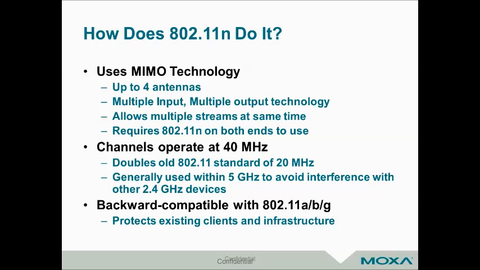When you have a small channel, you can have a certain amount of data pass through. When you double the size of that channel, you essentially double the amount of data that can go through it. So those 2 technologies, the MIMO and the channel bonding, are basically the 2 key reasons why there is such a high throughput for 802.11n.